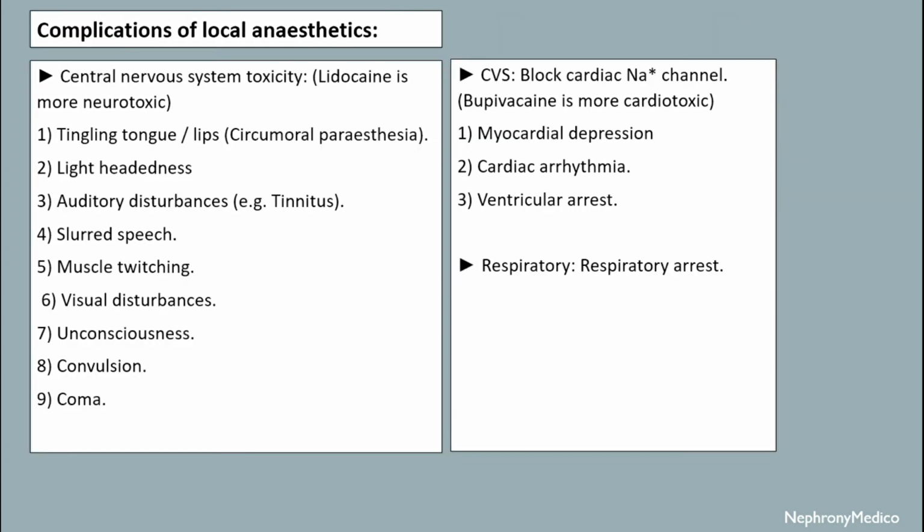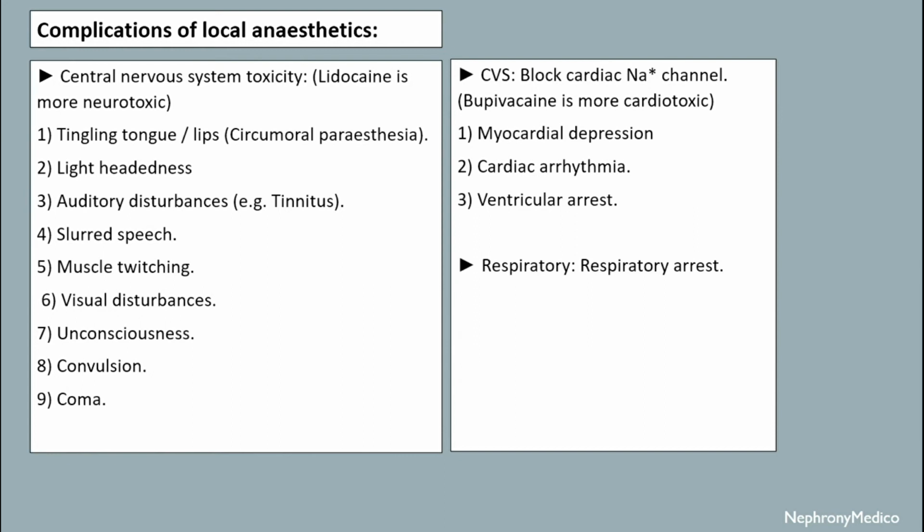Now, complications of local anesthetics. The CNS toxicity includes tingling of the tongue and lips, known as circumoral paresthesia, lightheadedness, auditory disturbances, slurred speech, muscle twitching, visual disturbances, unconsciousness, convulsion, and coma. The serious effects include myocardial depression, cardiac arrhythmia, and ventricular arrest.